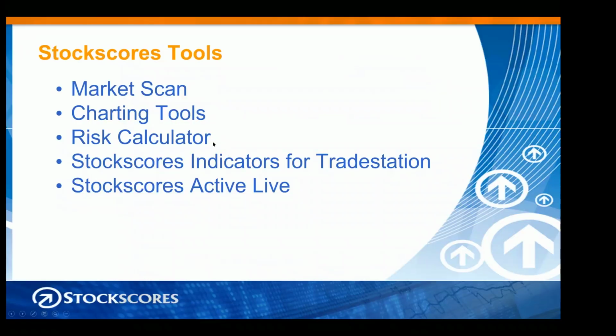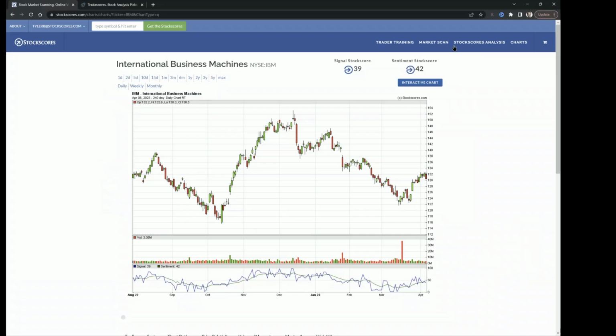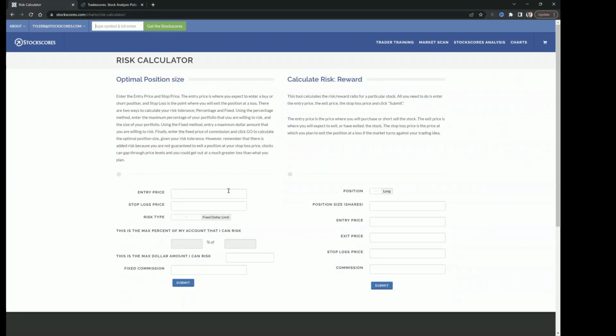Now the risk calculator is one of the tools for members. We have a number of them. But if I go into charts, under charts, risk calculator, I can figure out how my position should be sized. Let's say I'm buying a stock at $10. My stop loss is at $9, and I'm going to use a fixed dollar limit for risk.